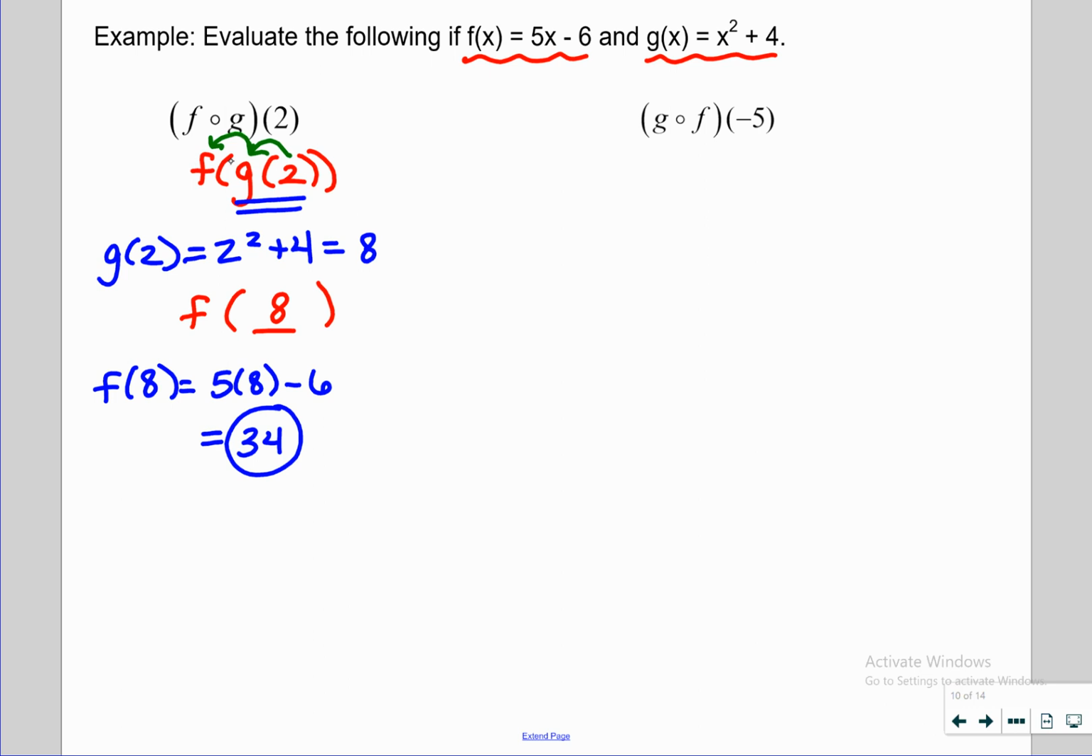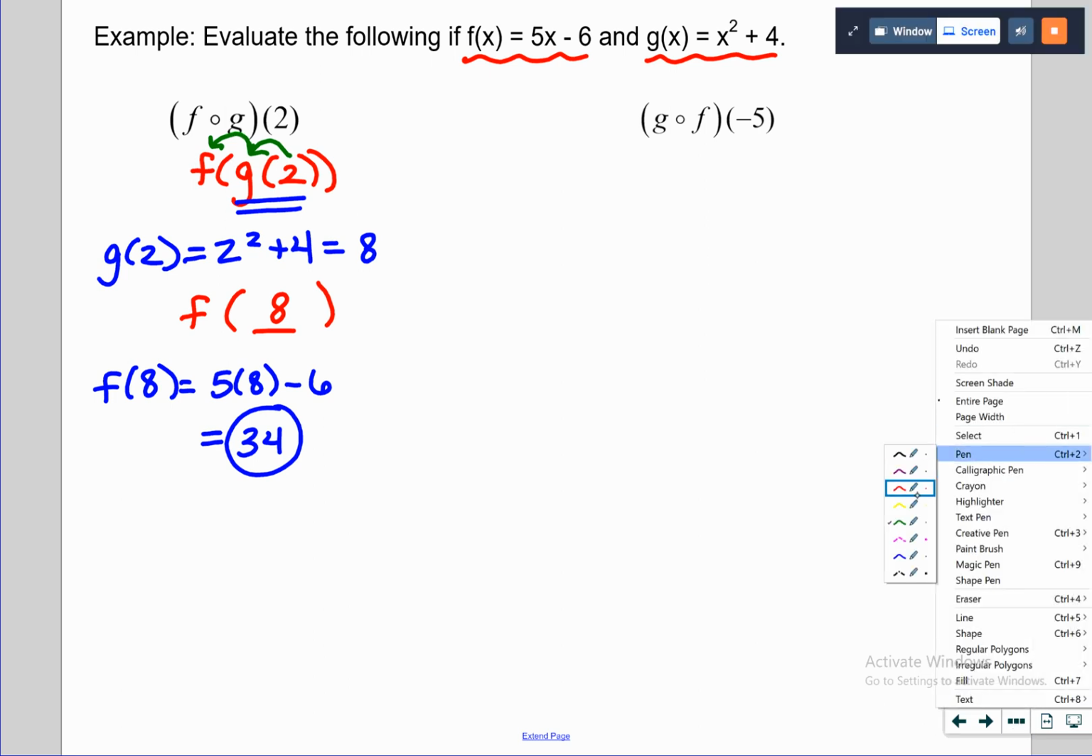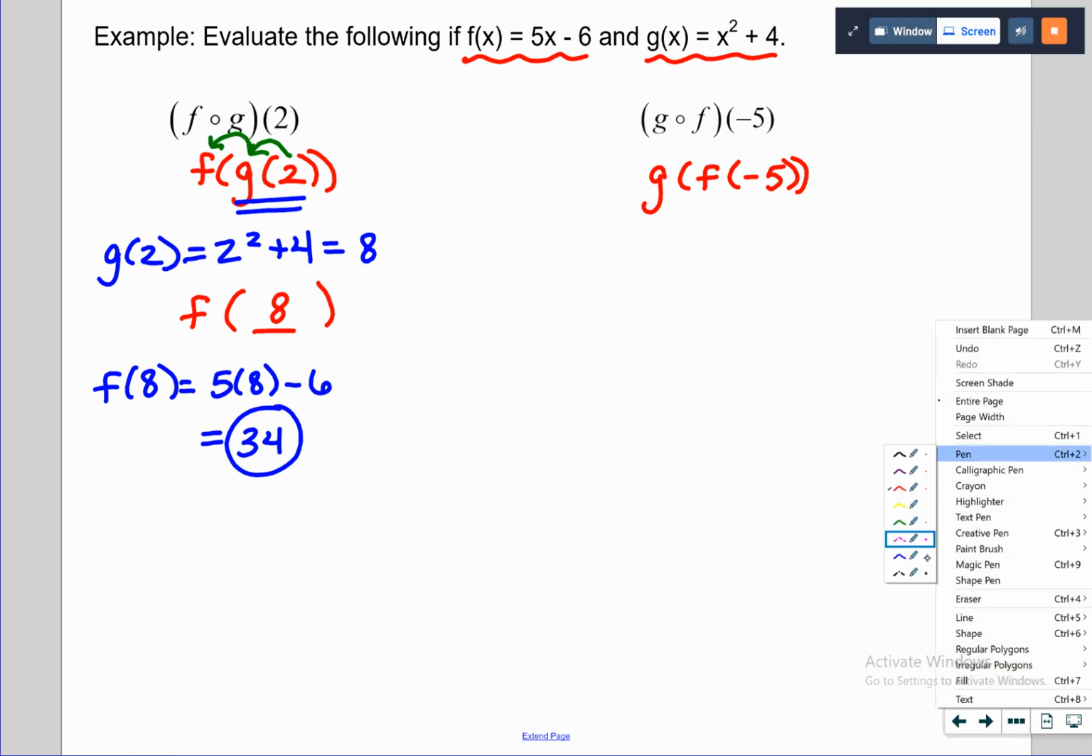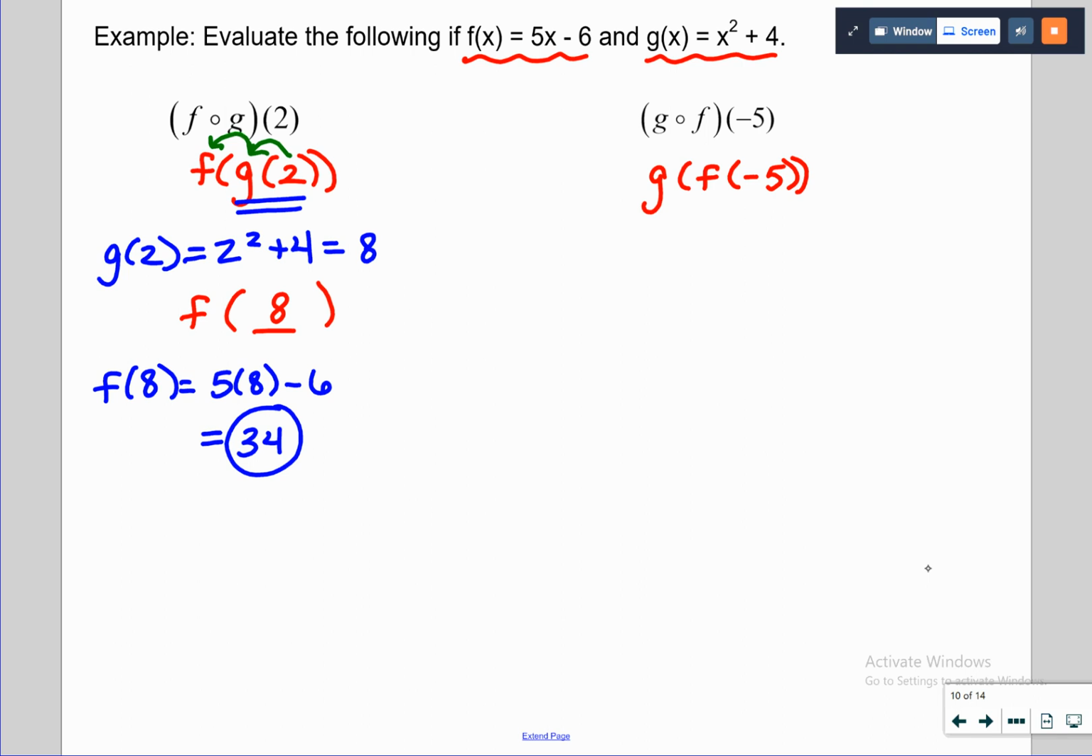So let's try the next one. g of f of negative 5. Again, I like it with the double parentheses, like this. Okay. So what's going to be my first step? Plug what into what? Plug negative 5 into f, start on the inside there. So 5 times negative 5 minus 6, so that's negative 25 minus 6, so negative 31.